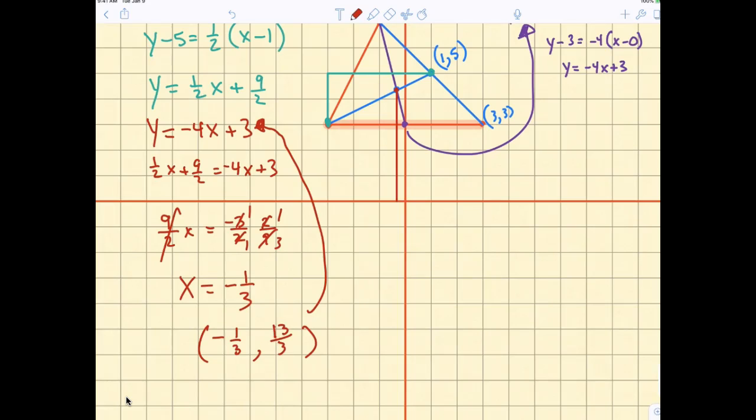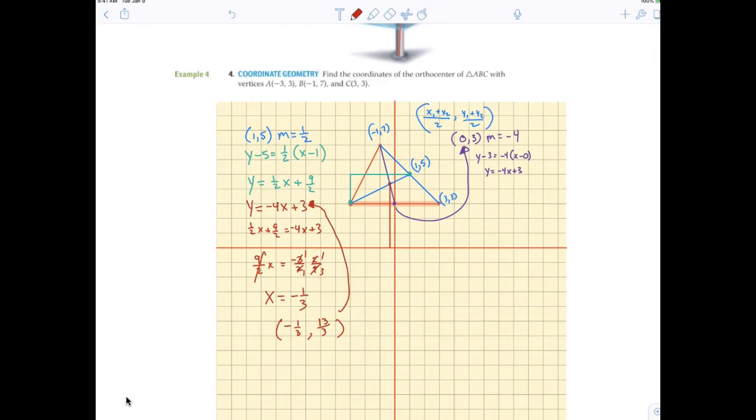13/3. Go ahead, explain it. Because 3 is 9/3. 9/3 plus 4/3 is 13/3. Now, does that look about right? 13/3 is about 4 1/3. 1, 2, 3, 4, and 1/3. That looks pretty good to me. Is everybody okay with that? All right.